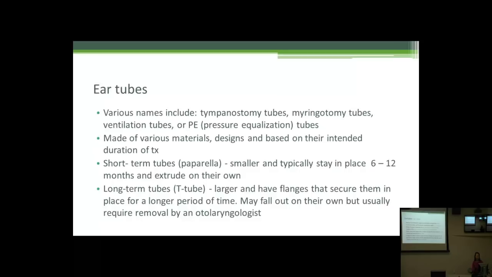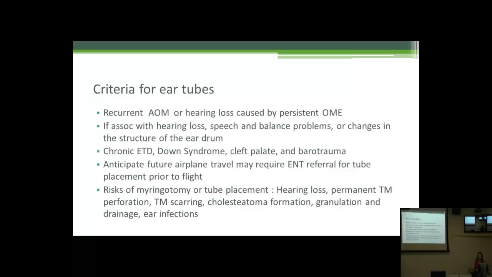So criteria for placing ear tubes are, again, recurrent acute otitis media that's affecting their hearing and communication, or recurrent balance issues because of the fluid and frequent infections. Somebody who has Down syndrome, cleft palate, or history of recurrent ear trauma, there could be a good indication to go ahead and put tubes in those patients.